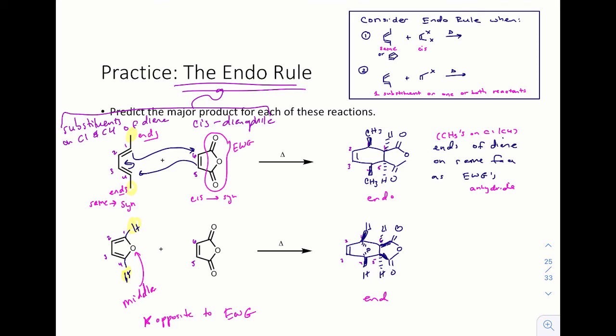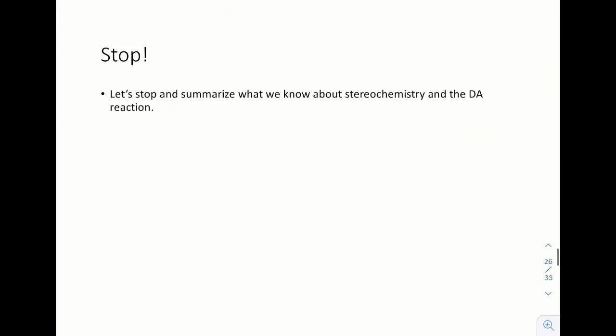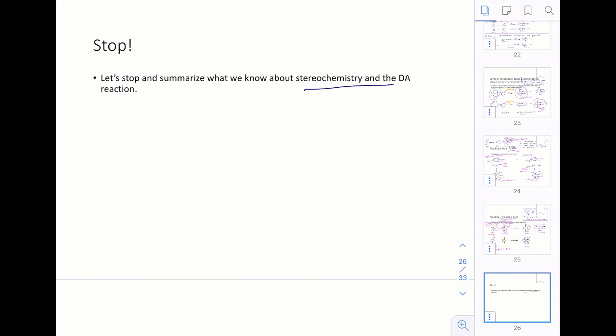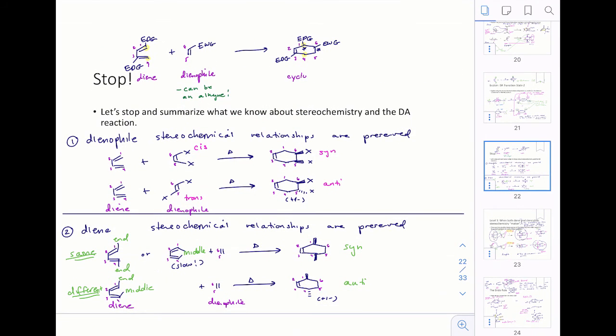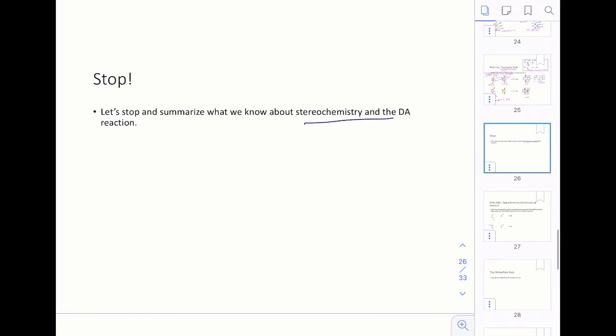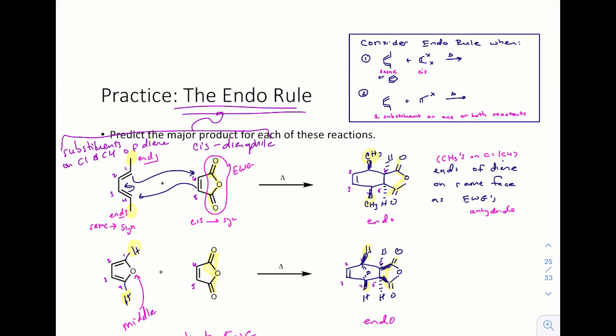The ends of the diene are syn to the electron withdrawing groups of the dienophile. So you could stop again now and summarize what you know about stereochemistry and the Diels-Alder reaction. We started this already right here, but we need to add the endo rule. So in your own words, add the endo rule to what you know about the stereochemistry of the Diels-Alder reaction. Once you've done that, we need to keep moving on here with the endo rule.